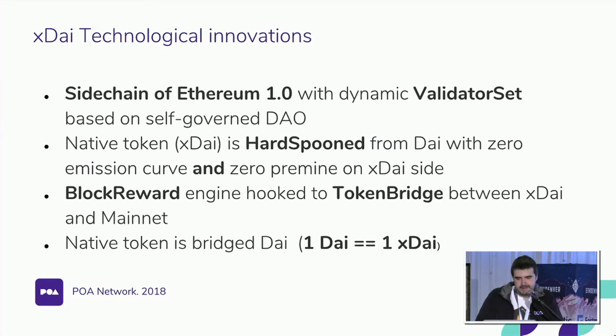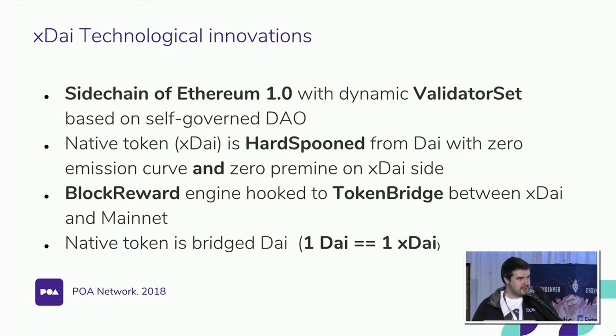When you want to get back, exit from the sidechain, you burn your xDAI, and the network will unlock one DAI for you. To make it possible, the mechanism called block reward, which is usually responsible for emission of a network, is hooked to the Token Bridge, which is our interoperability solution between mainnet and the sidechain.